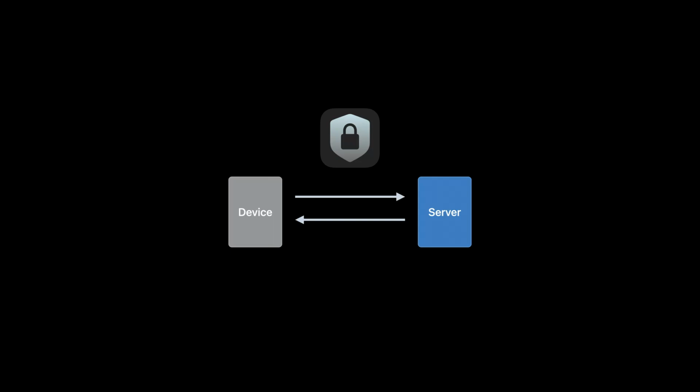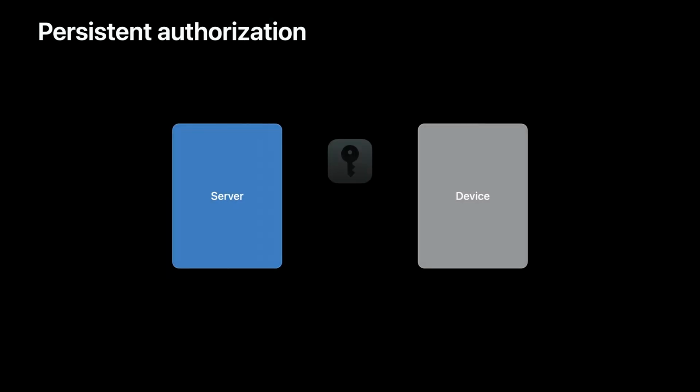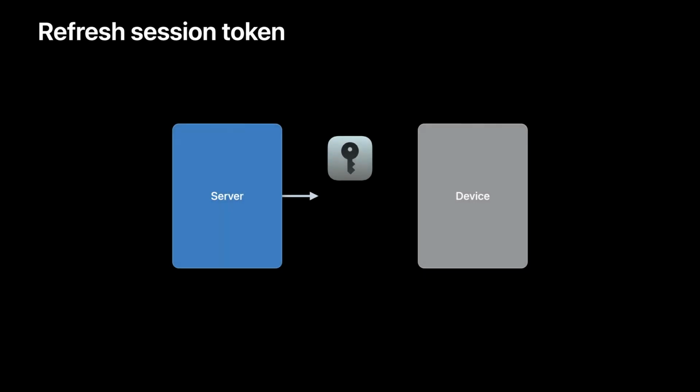This functionality is performed through the use of the session token. Here's an example of an MDM client checking in with the server to fetch the next MDM command. The authorization header contains the session token. This is the staple for the two elements of ongoing authentication. The first element is persistent authorization, where the session token is sent in every client request to the server. The second element is refreshing the session token. This enables the organization administrator to request user reauthentication at any time.